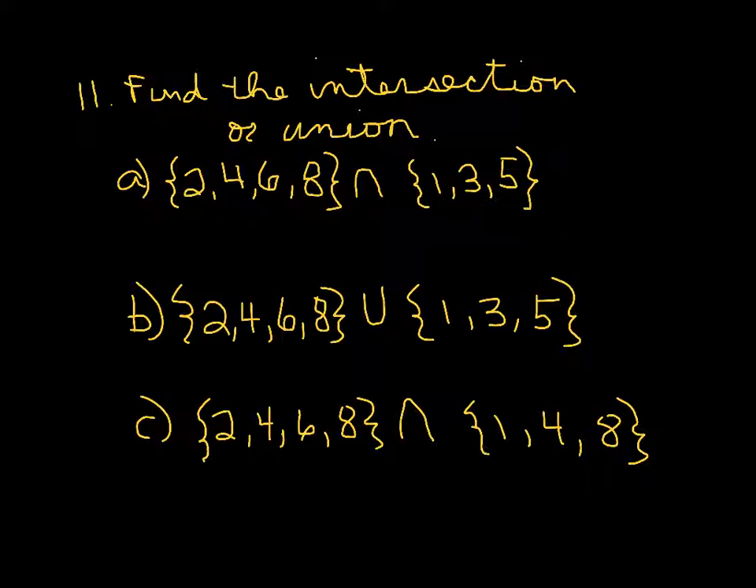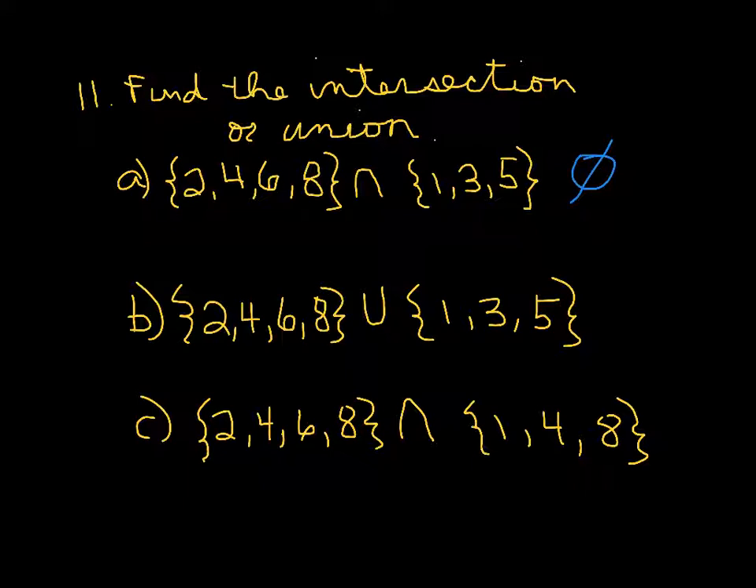In A, we have an upside down U, that means intersection, and an intersection is everything that is in all of the sets, but it has to be identical. So in this case, we have nothing that is in all of the sets. We only have things that are in each of the sets. So our solution is that there is no solution, and we write it like that.